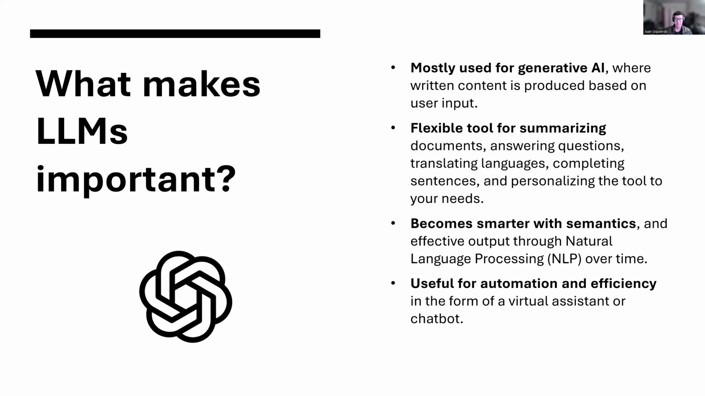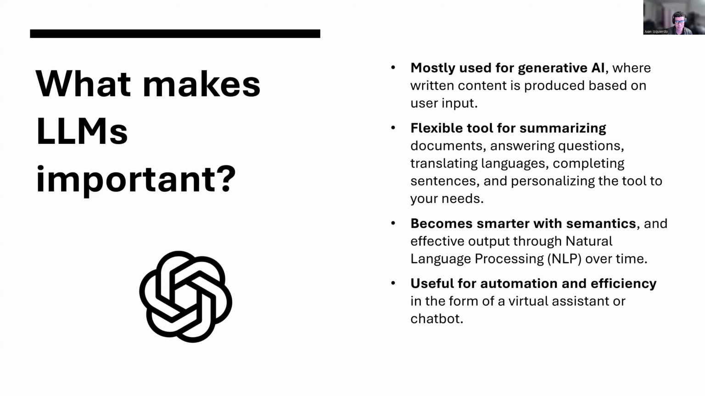And this is the case with natural language processing. So it's able to process the words that we say, the words that we input through text, and understand it on a deeper level as the language model is being trained. It's also very useful for automation and efficiency in the forms of a virtual assistant or a chatbot, such as ChatGPT, one of the most popular large language models out there by OpenAI.